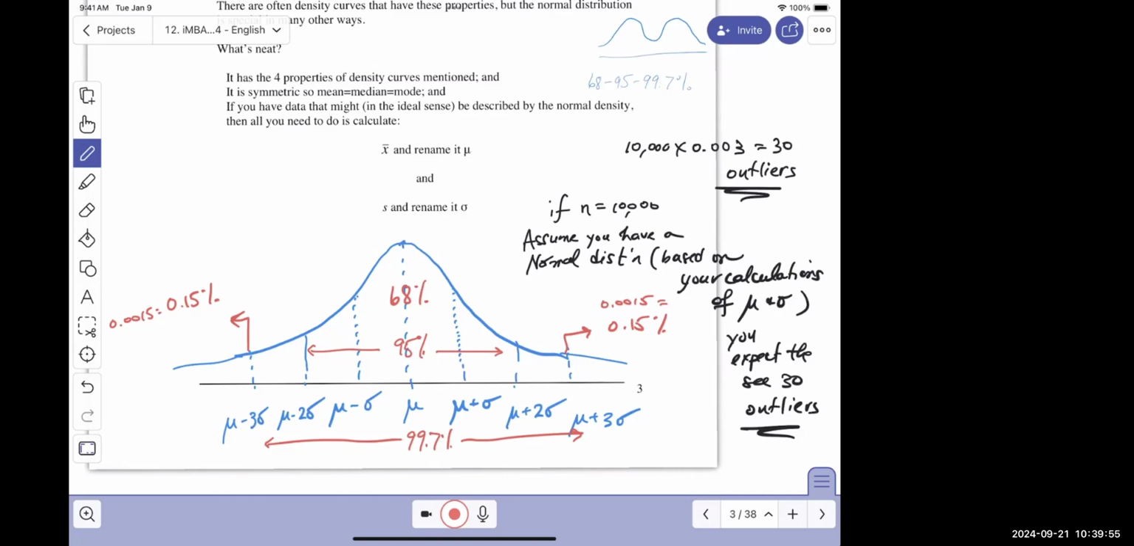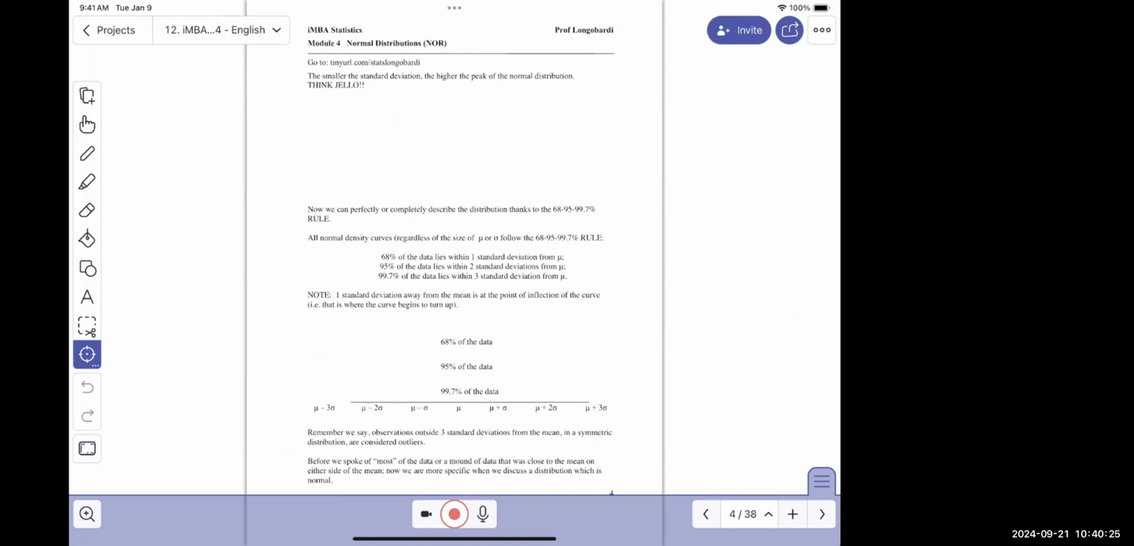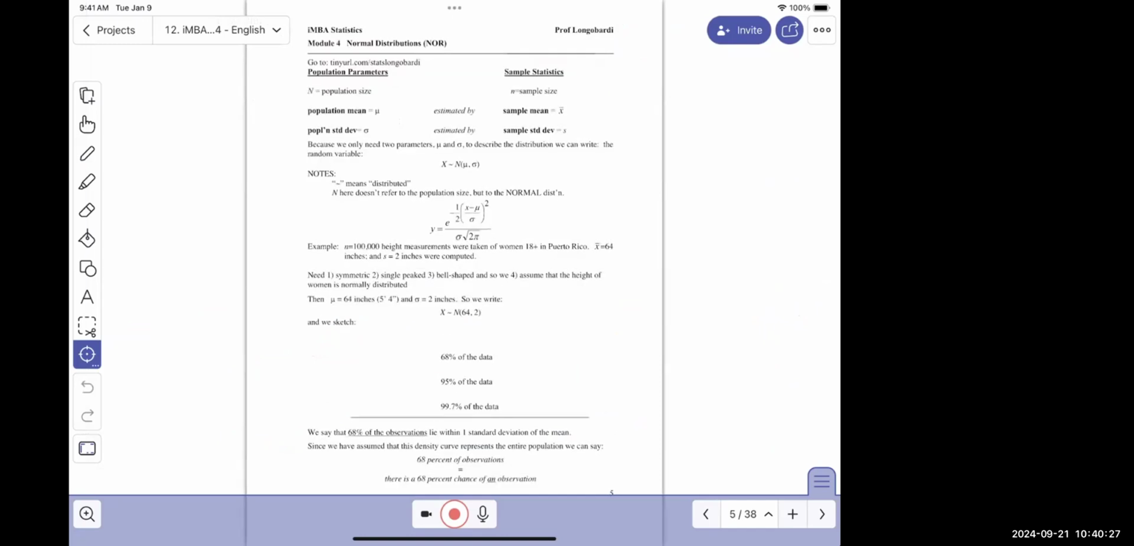So, questions? So I said here, if you can't read my writing, assume you have a normal distribution based on your calculations of the mean and the sigma. You would expect to see 30 outliers out of 10,000, if n equals 10,000. Okay, then I give you some examples here.